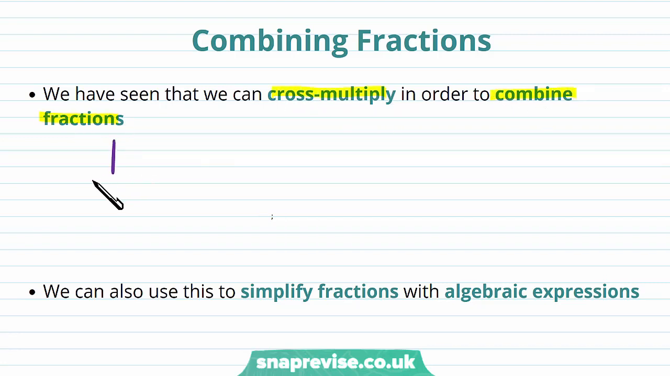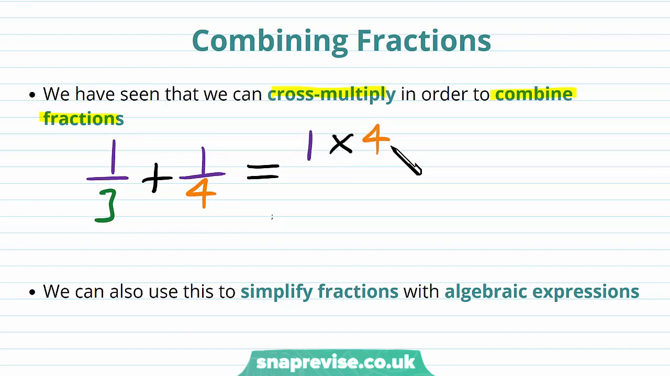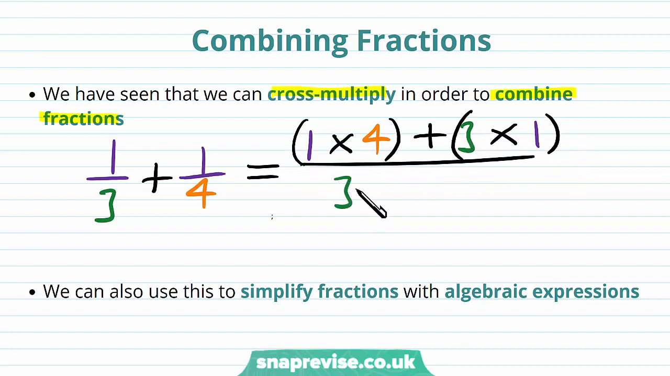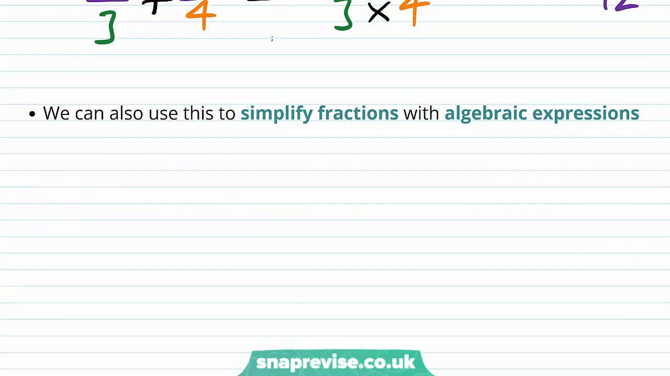Take the fraction 1 over 3 plus 1 over 4. When we cross-multiply, we get 1 multiplied by 4 plus 3 multiplied by 1. All of this is divided by 3 multiplied by 4. When all is said and done, this is 7 over 12. We can also use this to simplify fractions with algebraic expressions.